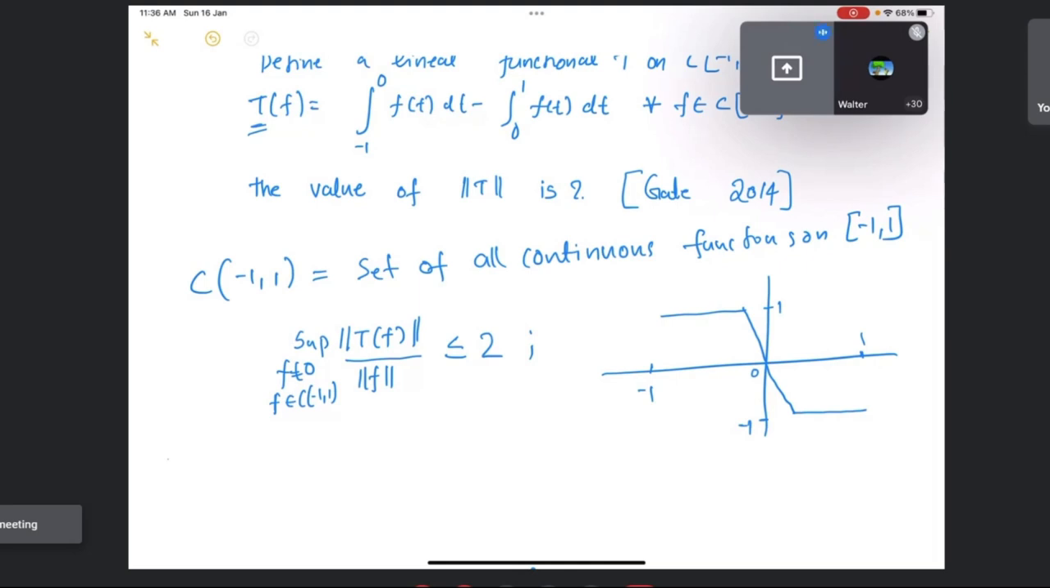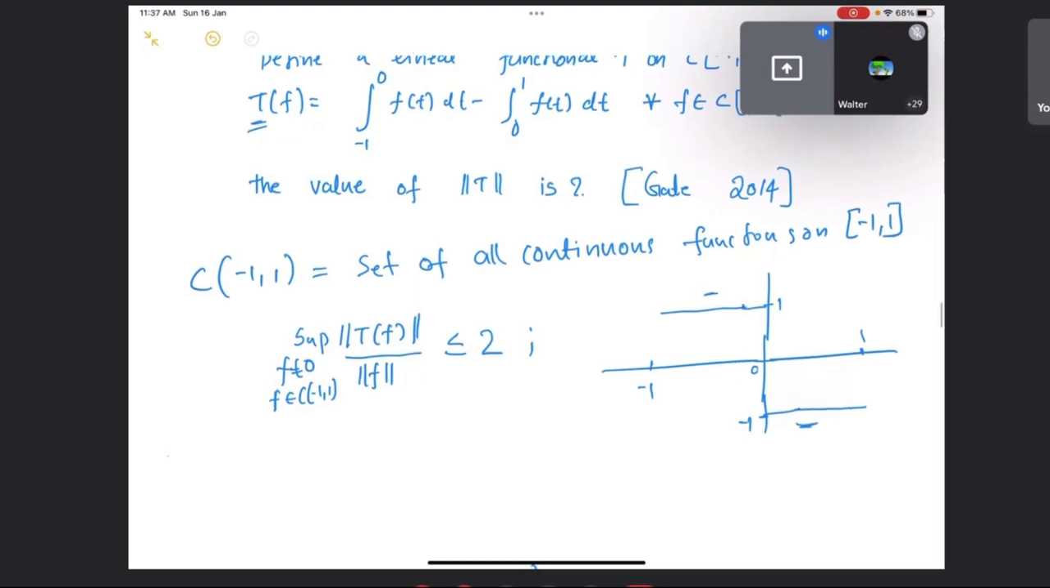So if you consider this function, we need f to be continuous. So you can't simply take this step function, but you can always approximate a continuous function by a step function. You can always think of the step function. If you consider this function, which is minus 1 here and 1 here, so what is going to be this integral? This is our function f of t. So this will be 1 minus minus 1, so this will be 2.